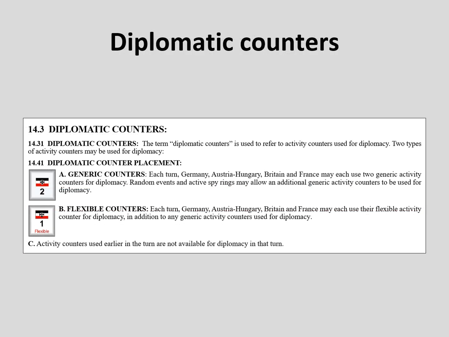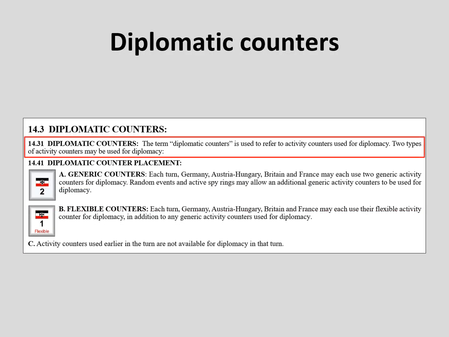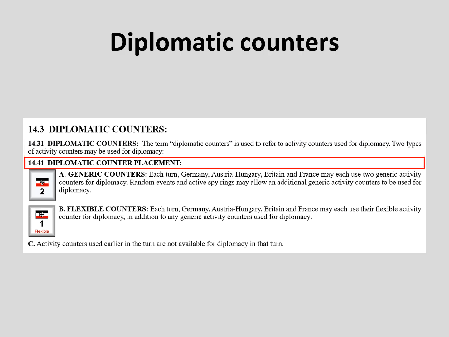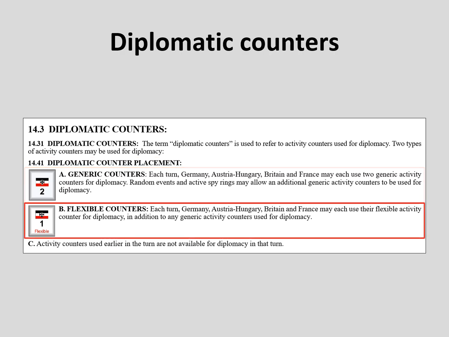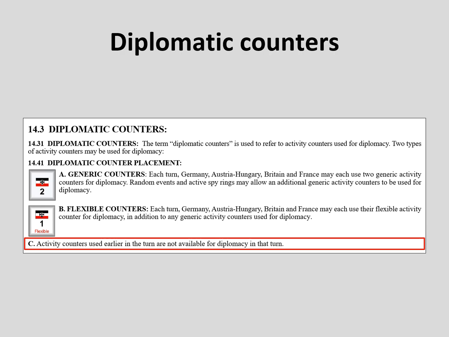Activity counters used for diplomacy are termed diplomatic counters. The normal limit on the use of diplomatic counters each turn for each major power is 2 generic counters plus 1 flexible activity counter. Activity counters that have already been used for things like research and industry may not be used for diplomacy.